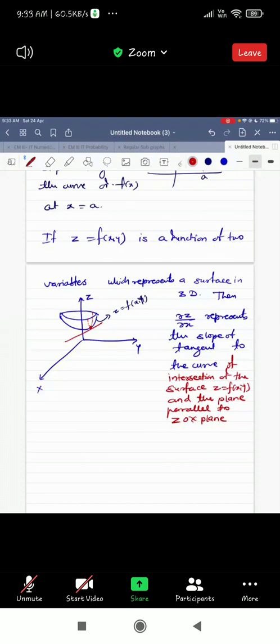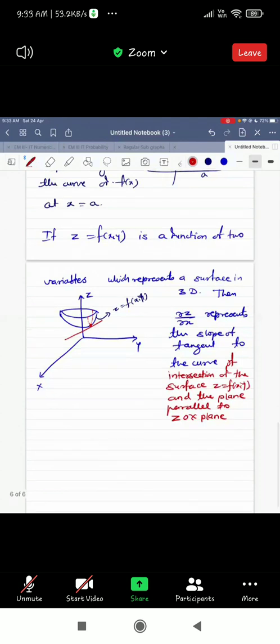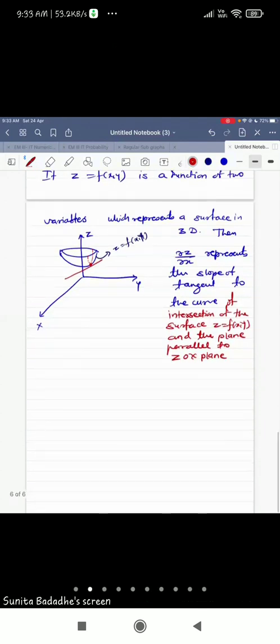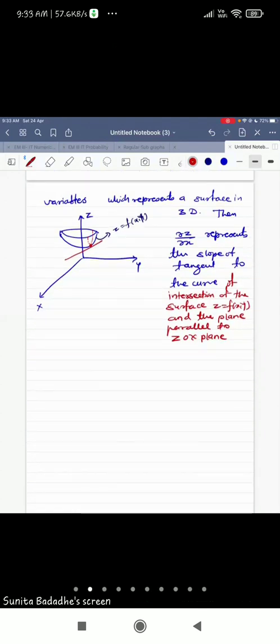Okay. Now, in the same manner, if you want to derive the ∂z/∂y interpretation, what will you have to do? In order to derive the ∂z/∂y interpretation, you will have to consider a plane which is parallel to the ZOY plane, right? And then you will have to cut the surface with it. Okay, so this is the interpretation.